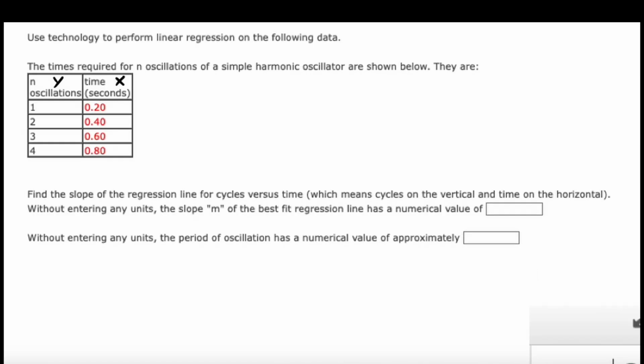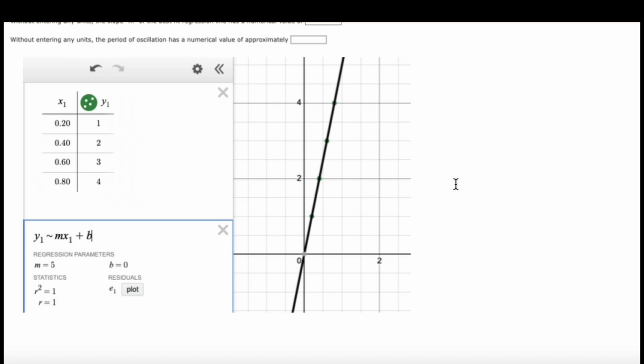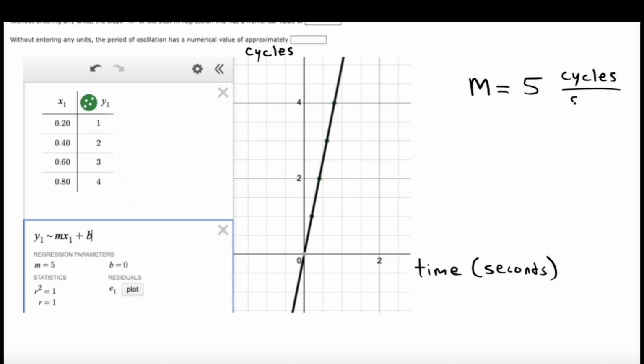So one thing that can help us to understand the slope is thinking about the units of the axes. They said in the problem that they wanted time on the horizontal, which is a unit of seconds. They also want cycles on the vertical. So when we write our m value, even though it says just 5, that has units that you can put with it. We could call it cycles per second.